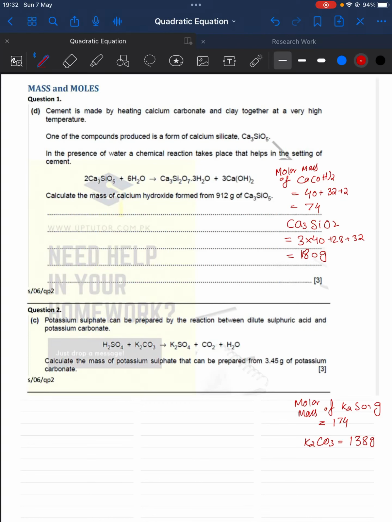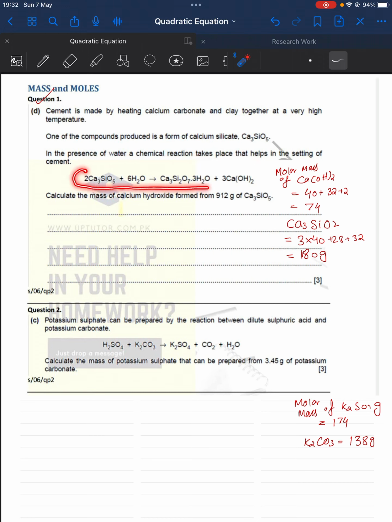Hello everyone, in this video we are going to solve this past paper question. According to this question, cement is made by heating calcium carbonate and clay together at very high temperature. One of the compounds produced is a form of calcium silicate. So this is the formula of calcium silicate. In the presence of water, a chemical reaction takes place that helps in setting the cement.